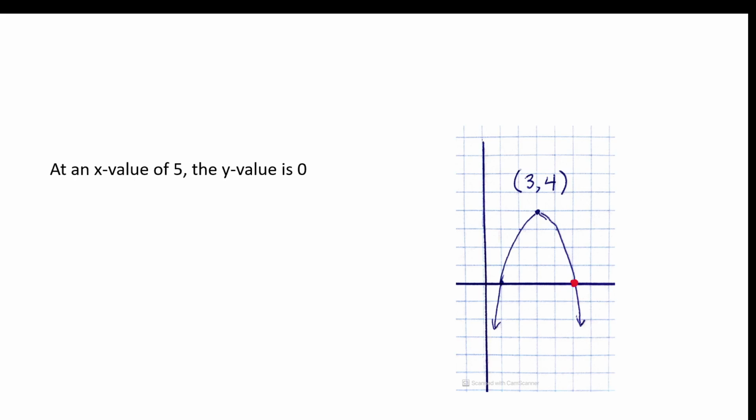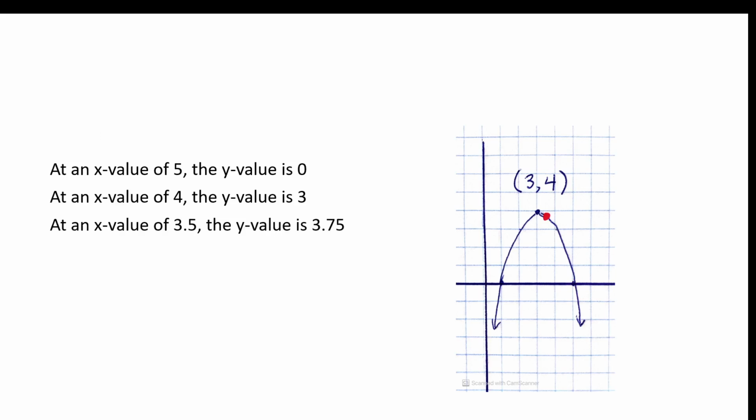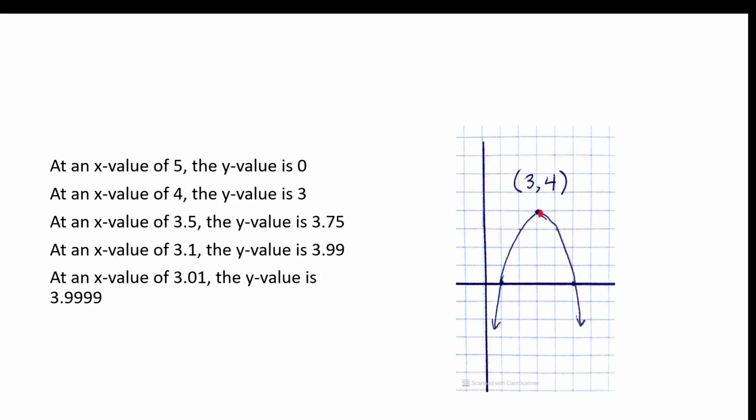Okay, so at an x value of 5, the y value is 0. At an x value of 4, the y value is 3. At an x value of 3.5, the y value is 3.75. And just like last time, as we get closer and closer to 3, the y value gets closer and closer to 4. At an x value extremely close to 3, the y value is extremely close to 4. It'll get infinitely close to 4.